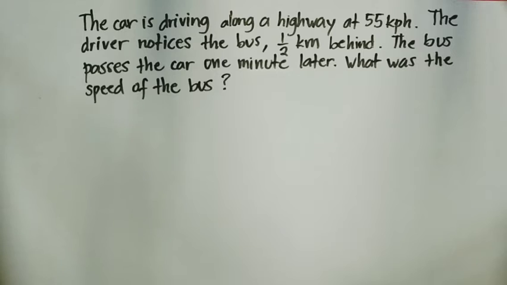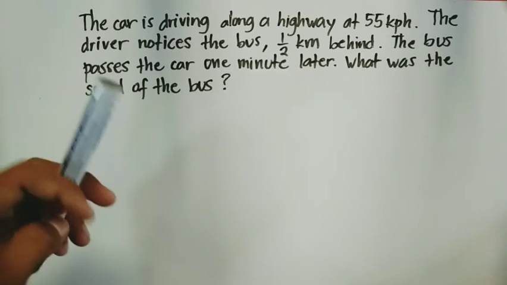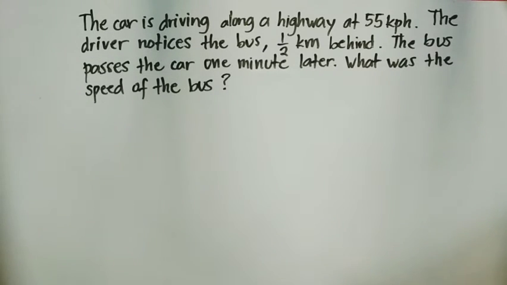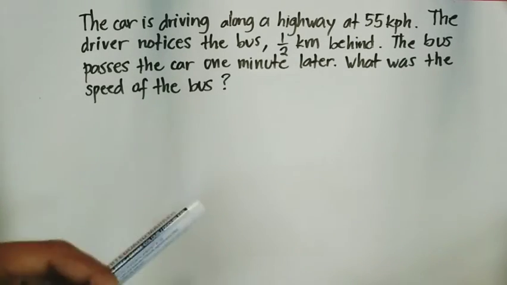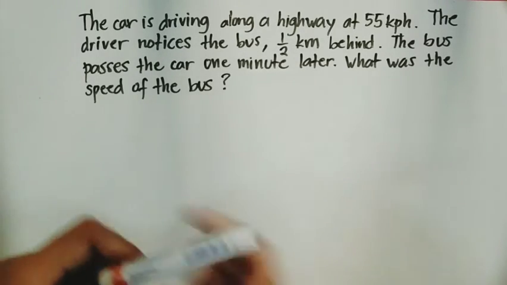The car is driving along a highway at 55 km per hour. The driver notices the bus 1/2 km behind. The bus passes the car 1 minute later. What was the speed of the bus?